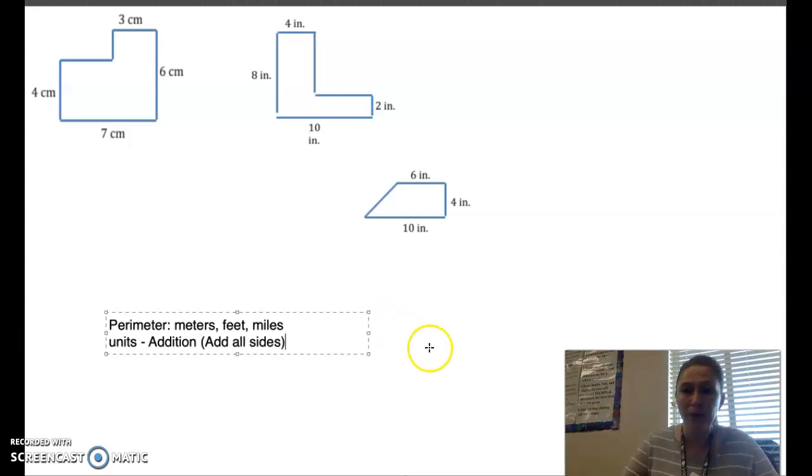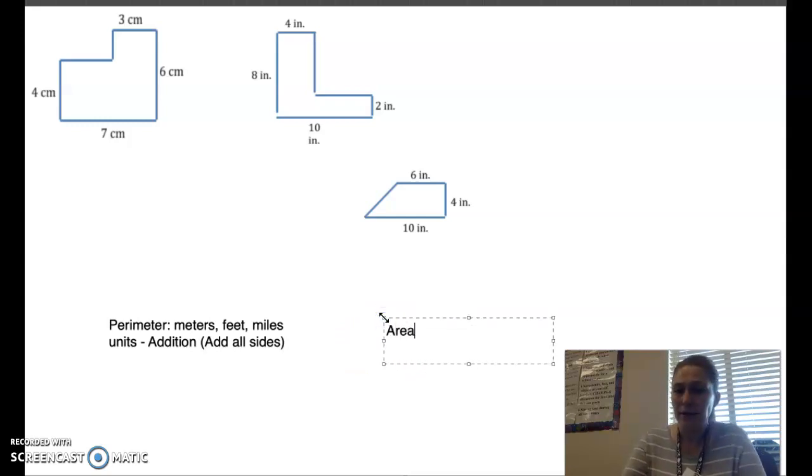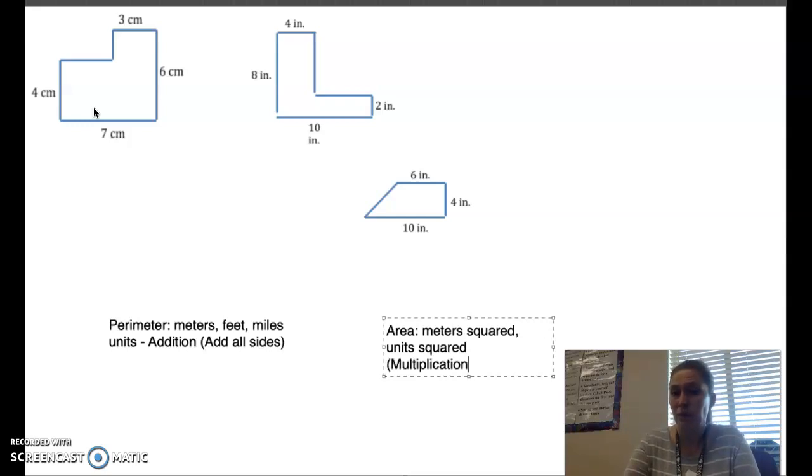So that's perimeter. And area, on the other hand, is everything inside the shape. Area is things like if we have to paint the whole side of the building, or if we need to carpet the floor, that's area, okay? So for area, we use things like meters squared or feet squared. They're always units squared, okay? And that's because for this one, we use multiplication.